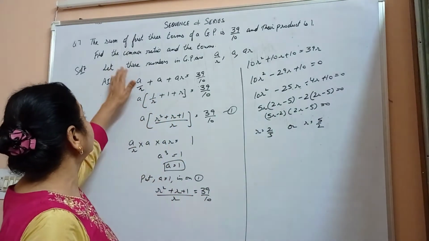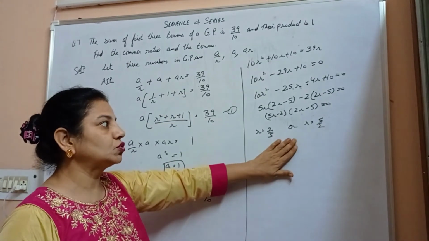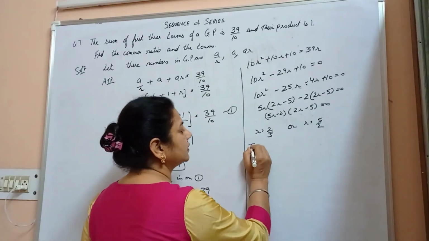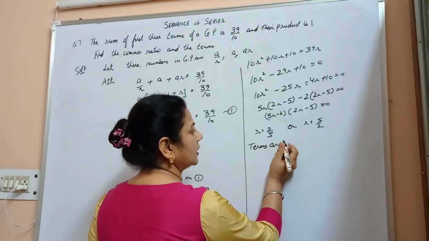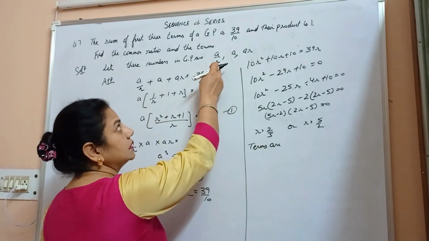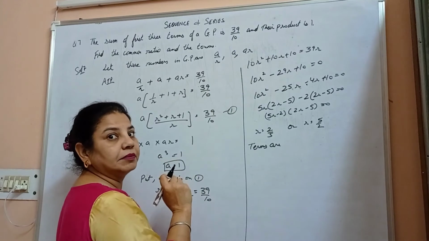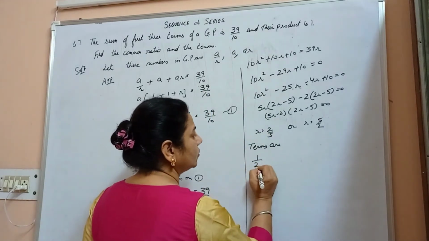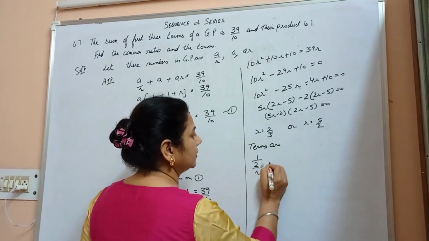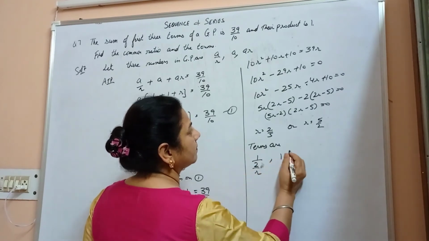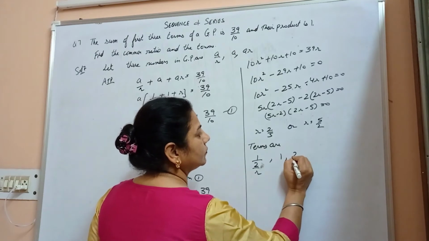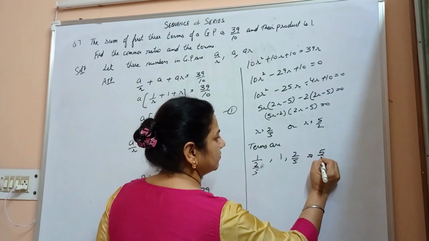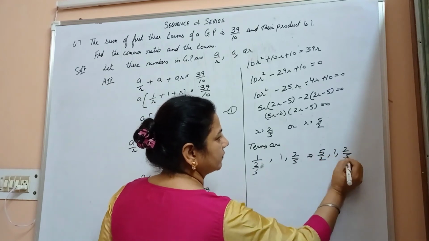The question was to find the common ratio. So the common ratio is 2 by 5 or 5 by 2. To calculate the terms, substitute the value. We have taken A by R, A and AR as the terms. Here A is 1 and R is 2 by 5. So I have 1 upon 2 by 5, 1 and 2 by 5. This implies 5 by 2, 1 and 2 by 5.